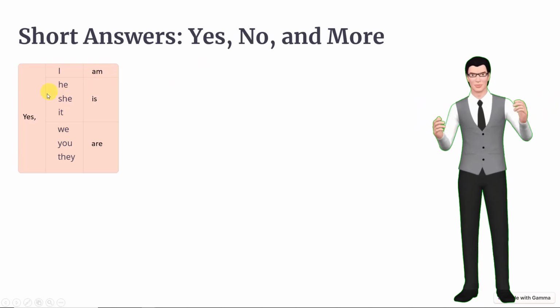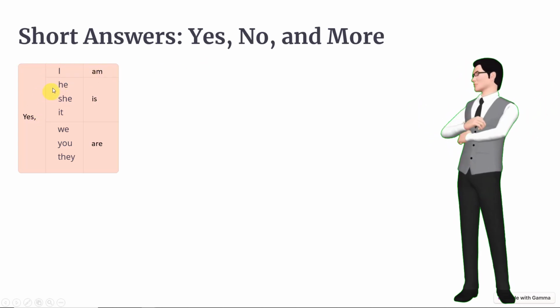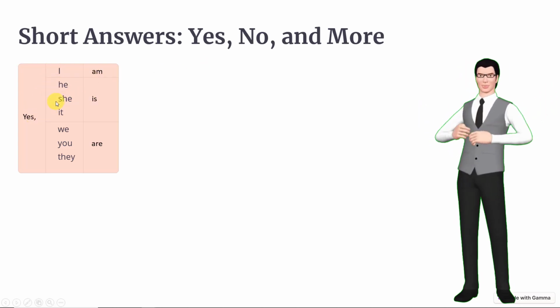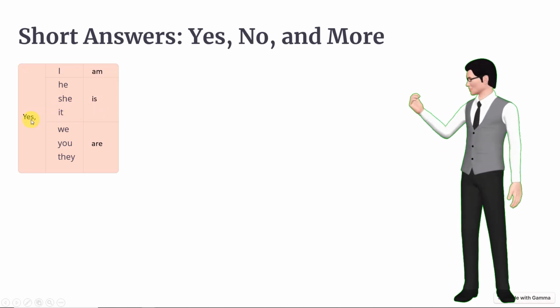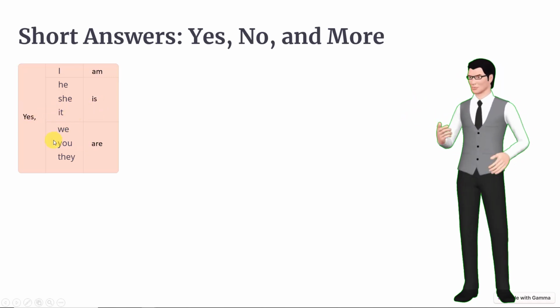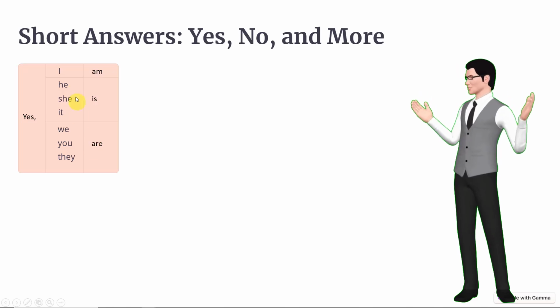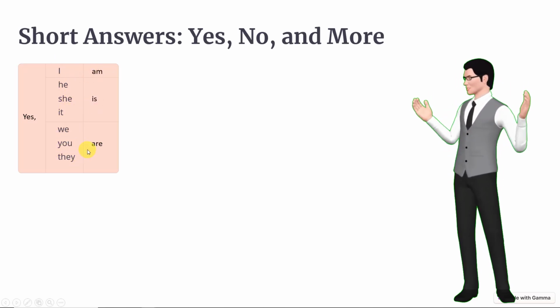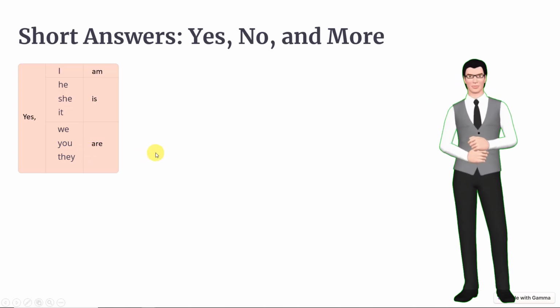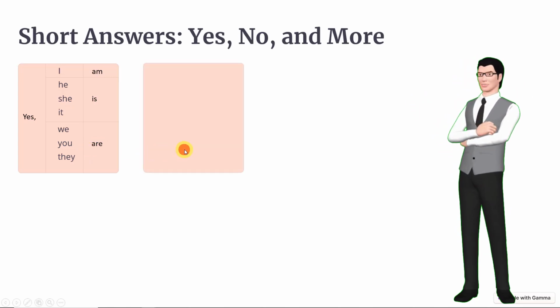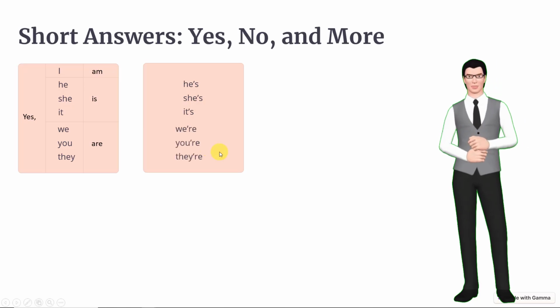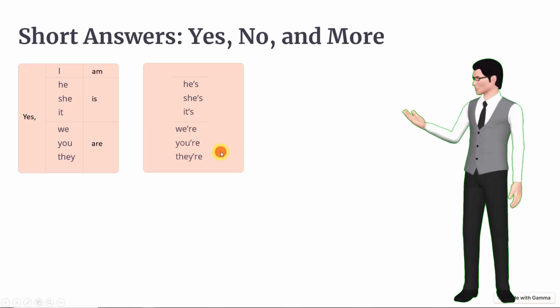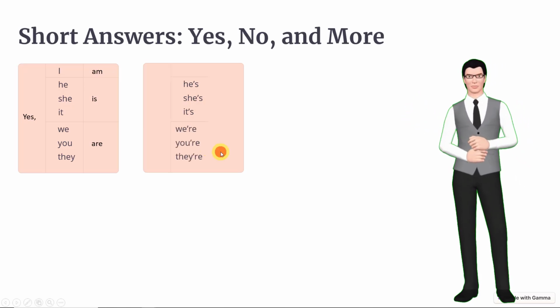Short answer, yes. Yes, I am. Yes, he is. Yes, she is. Yes, it is. Yes, we are. Yes, you are. Yes, they are. This I am, he, she, it is, we, you, they are, guys, it comes up regularly, and you'll be using it on a daily basis in your life. When you're speaking English, guys, honestly, you're going to be using it so many times, it's just not true.